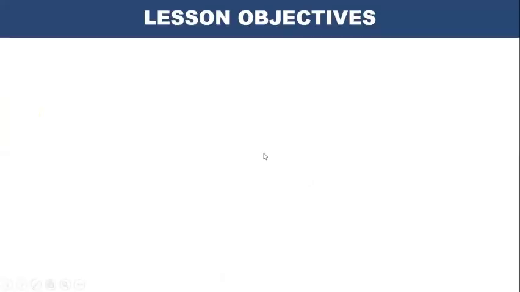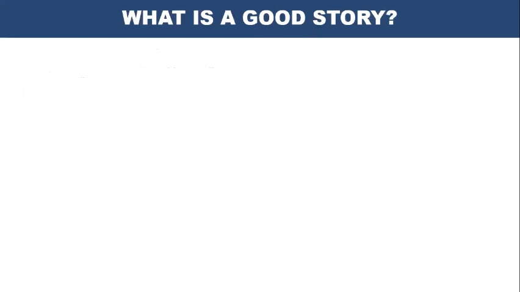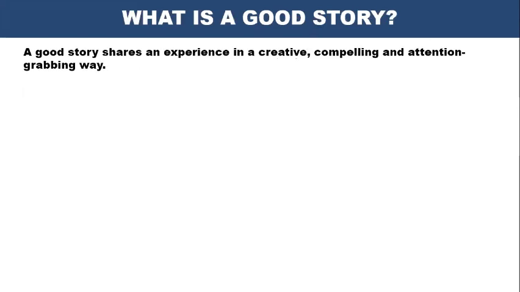First, the lesson objectives. We are going to look at three main items. Number one, what is a good story? Two, the key steps in story writing. And three, sample story. So let's begin. What is a good story? A good story shares an experience in a creative, compelling, and attention-grabbing way.